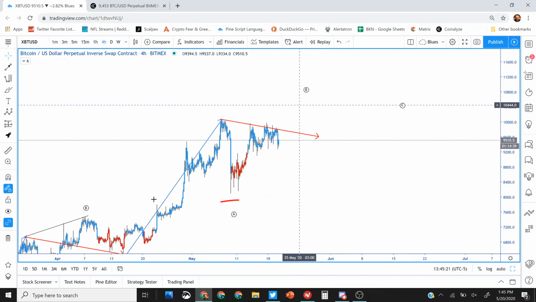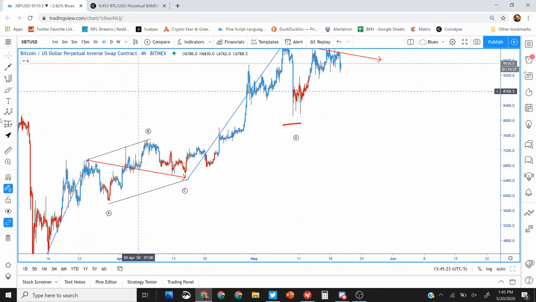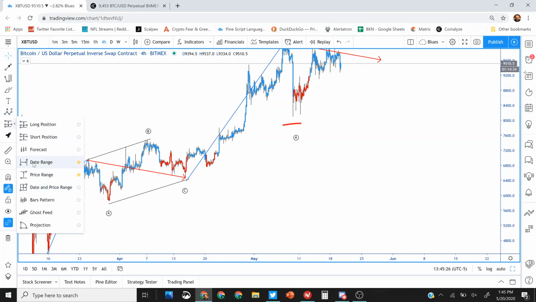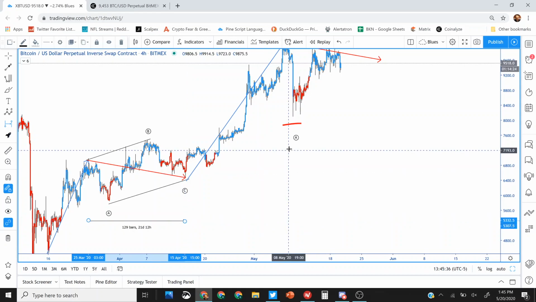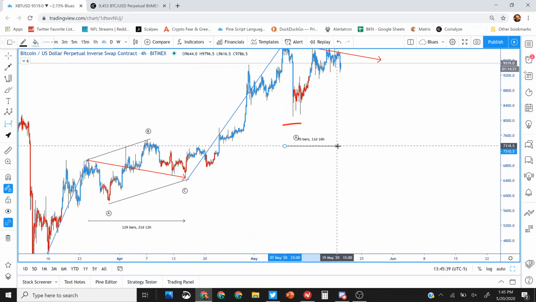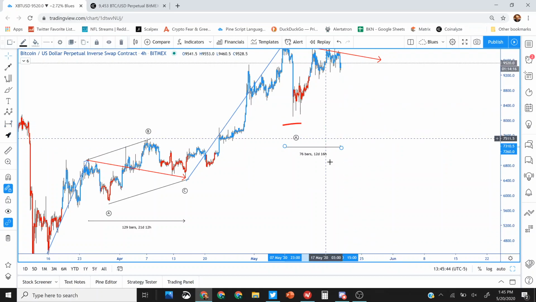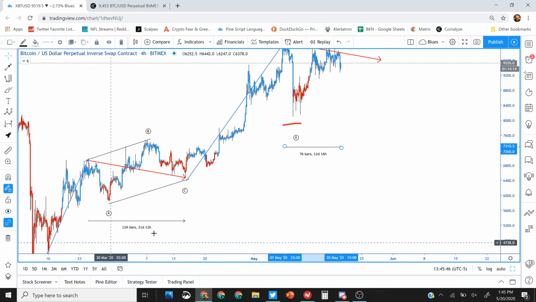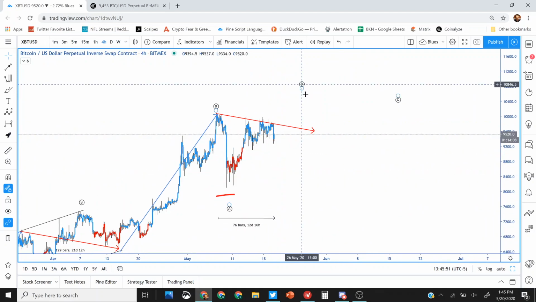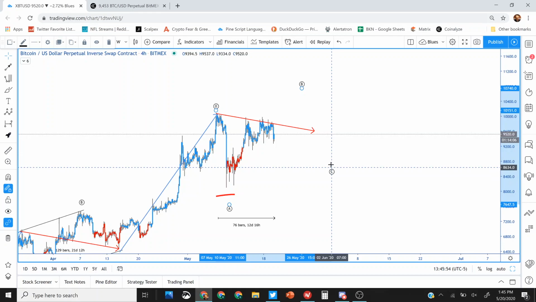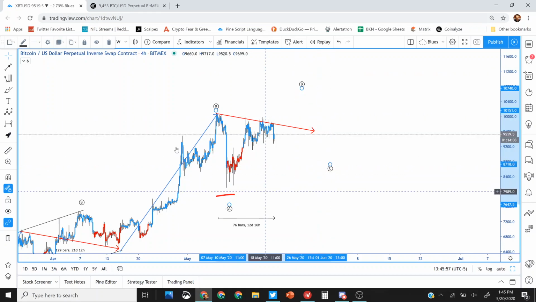Time-wise, we're getting pretty long here. Let's measure the time of this. If we're calling this the correction, it only took about 21 days. From the top here to where we are now, it's taking about 12 days. So if we're going to take similar time to this one, we should be more than halfway complete. Technically, we would be, as we'd be looking for the completion of B and then a C.